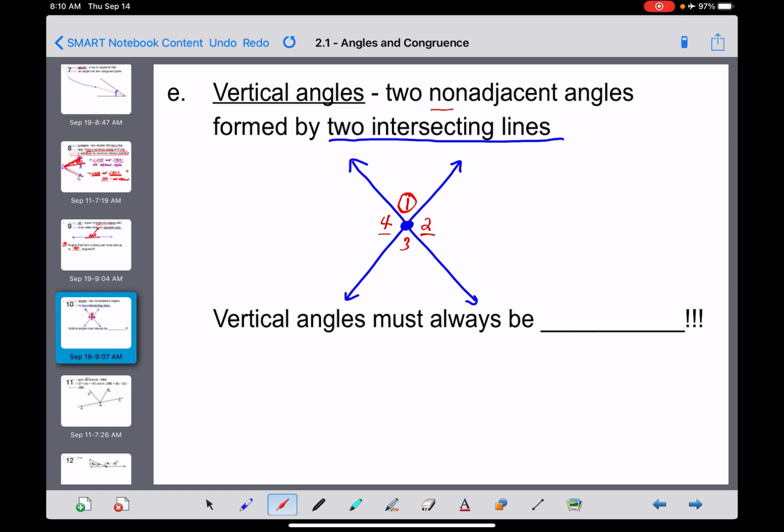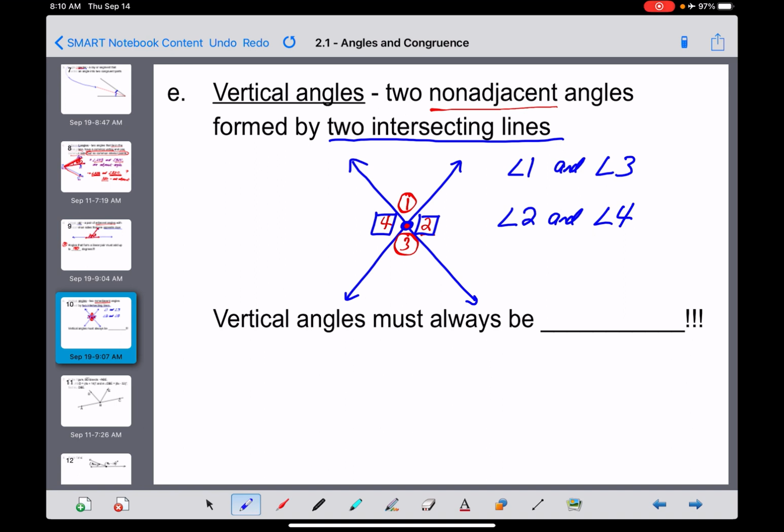But for vertical angles, we wanted non-adjacent angles. So the only angle here that's not adjacent to angle 1 would be 3. They have the same vertex here, but they're non-adjacent, formed by the same two intersecting lines. So we would say that angle 1 and angle 3 are a pair of vertical angles. But likewise, the exact same rationale applies here to angle 2 and angle 4. So we could also say that angle 2 and angle 4 are a pair of vertical angles as well.